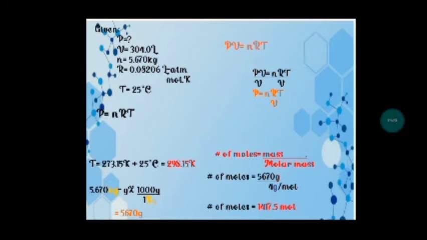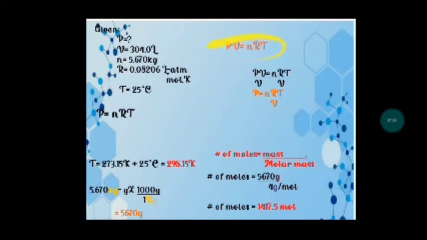First we write down our given. Because we're looking for P, the P here is the unknown. The volume V is 304.0 liters, and for n, the given is 5.670 kilogram. The ideal gas constant is 0.08206 liter atm over mole Kelvin, and our temperature is 25 degrees Celsius.